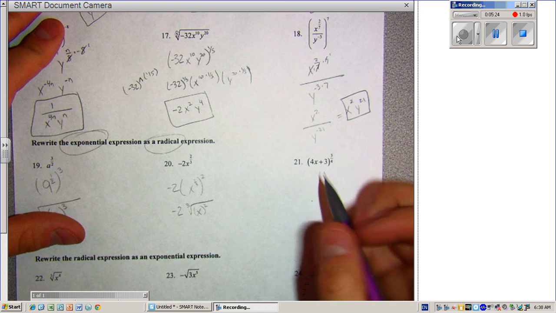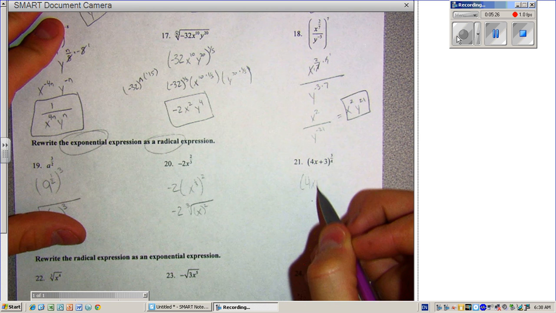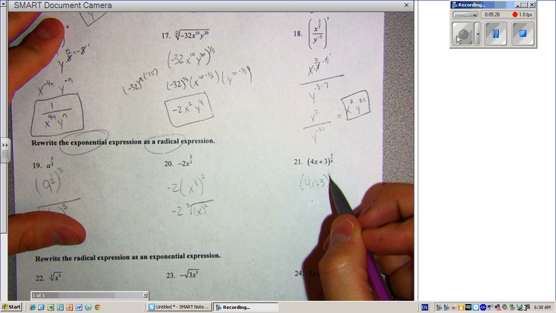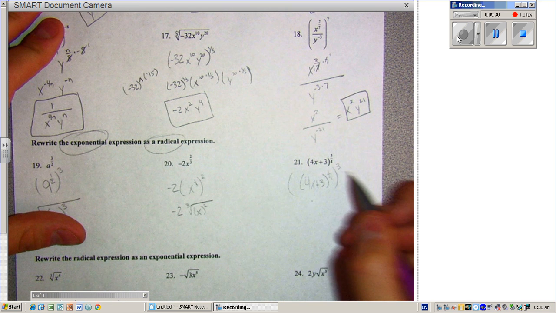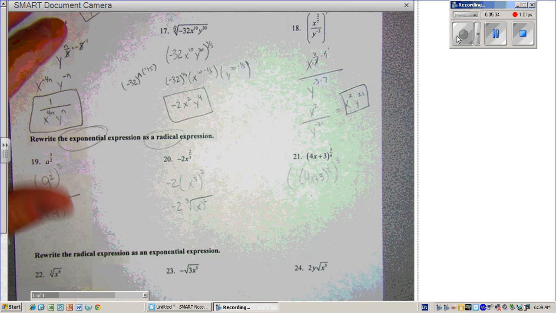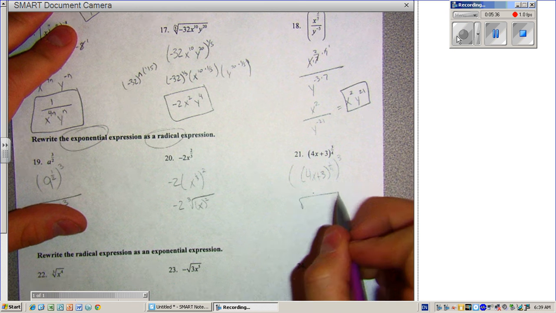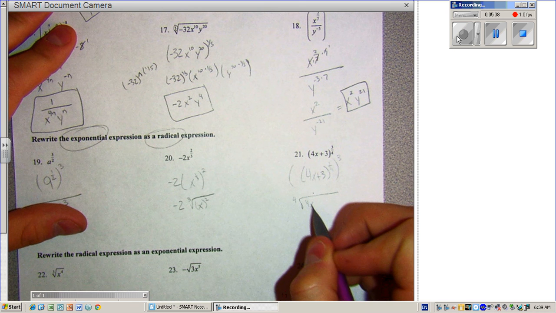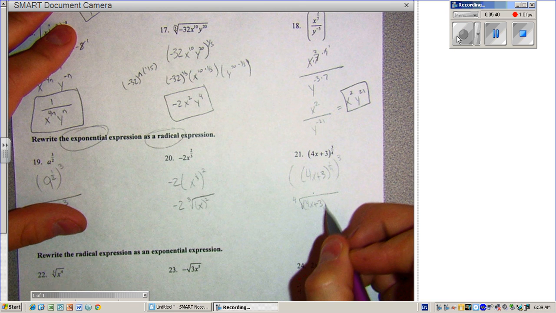Number 21, same idea. I'm going to put the whole thing, 4x plus 3, raise it to the 1/4, and then raise that to the 3rd, because I broke 3/4 into 2 parts. And so that's a 4th root, so I'm going to take the 4th root of all of that, 4x plus 3, and then in parentheses, underneath it, I'm going to put the 3.